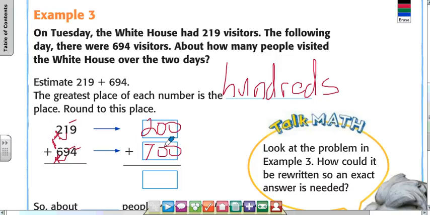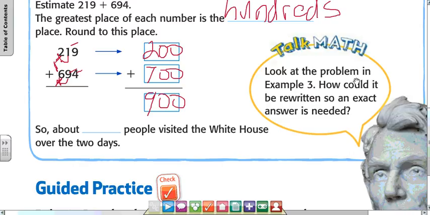And then it tells me to add. So 0 plus 0 is 0, and then 0 plus 0 in the tens place is 0, and 2 plus 7? 9. So, about how many people visited the White House over the 2 days? 900 people visited the White House in 2 days.